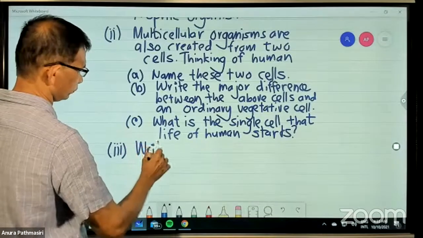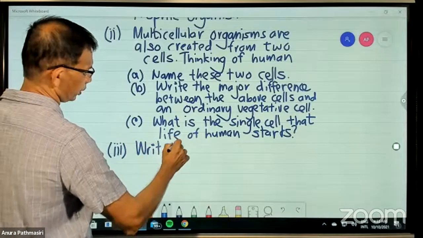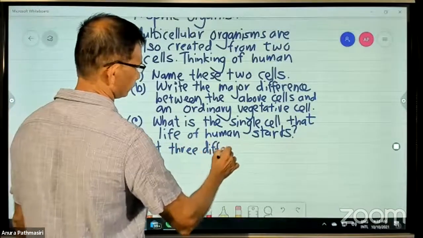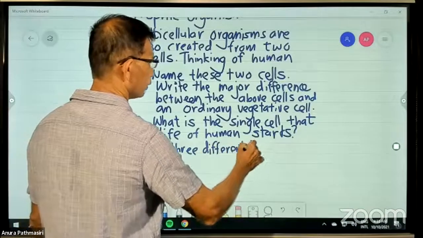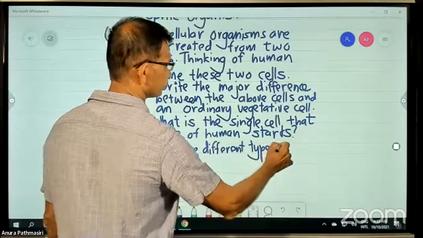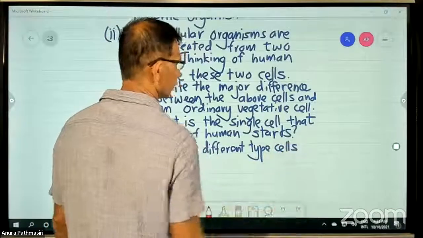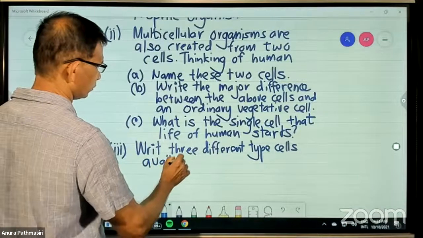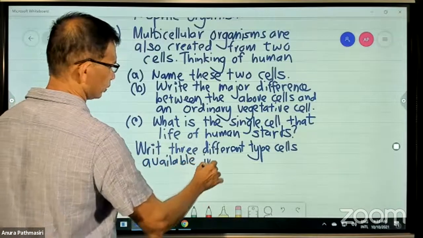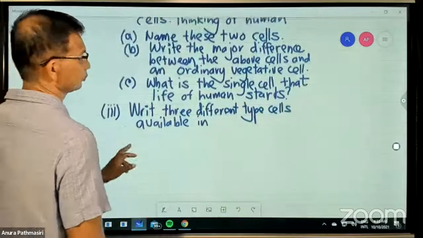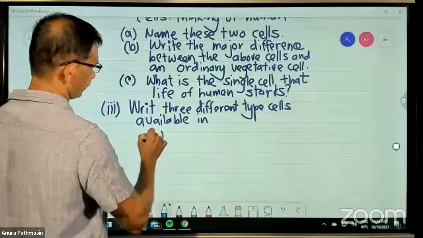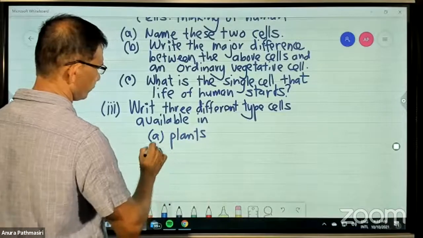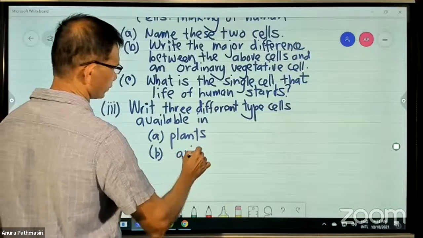Write three different types of cells available in A, plants, B, animals.